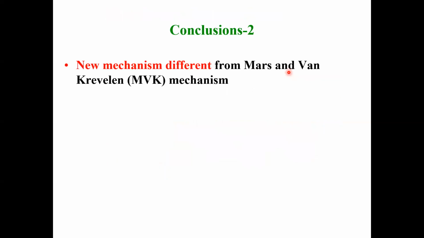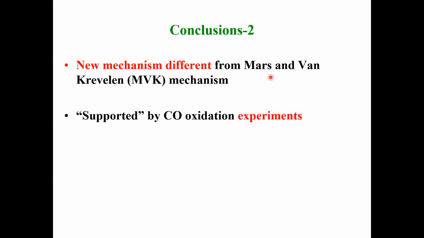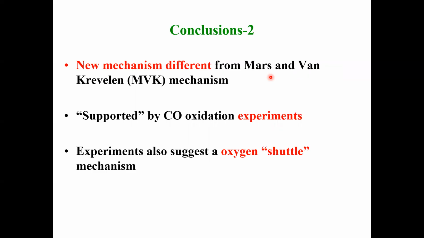Just to conclude this part of the lecture, we propose a new mechanism which is different from the textbook Mars-van Krevelen mechanism. We supported this mechanism with a carbon monoxide oxidation system. This is a very important class of oxidation because carbon monoxide is a poison. The experiments also suggest an oxygen shuttle mechanism. Again, this is all elaborated in the review article that I have sent to you. So just to give you some more, just an advertisement.